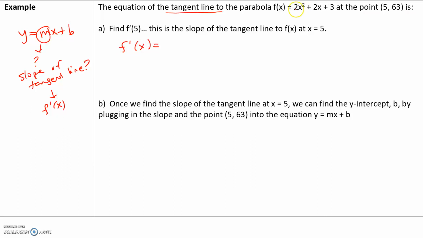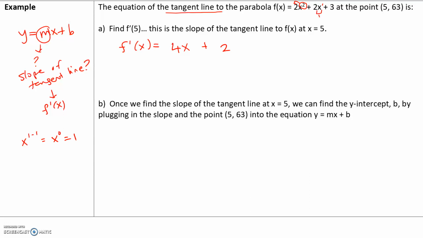For f prime of x, if I multiply the exponent 2 with the 2, I get 2 times 2, which is 4. So I get 4x to the first power. I subtract 1. Here, there's an exponent of 1, so 1 times 2 is 2. If I subtract 1 from the x to the first, this gives you x to the 0, which is equal to 1. So this whole thing just equals 1, and 2 times 1 is 2. The derivative of a constant is 0, so we're going to ignore the 3. So f prime of x is equal to 4x plus 2.